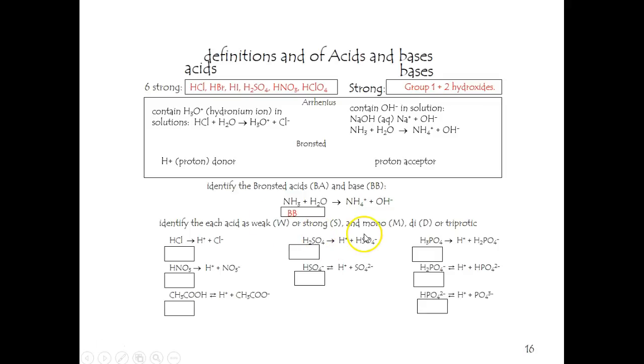All right, let's say if it's mono, di, or triprotic with an M, a D, or a T, and then let's also call it a weak or a strong acid. So this is memorization. Hydrochloric acid, monoprotic strong. Oh, that's the Bronsted acid. It's also an Arrhenius acid, isn't it? Since it dissociates to make exactly H+. So semantic there. It's both, really. This is a monoprotic strong acid.